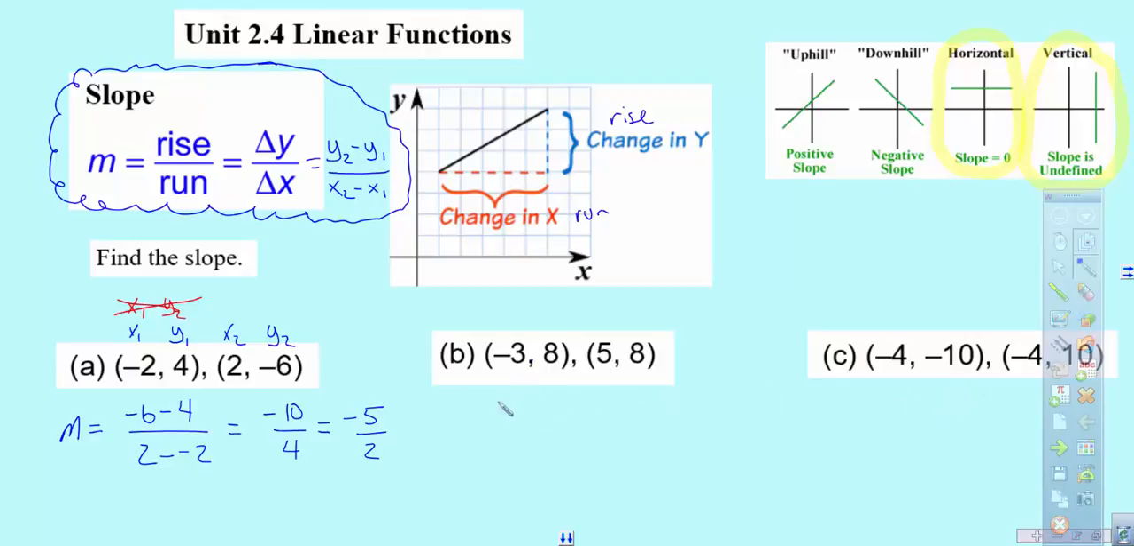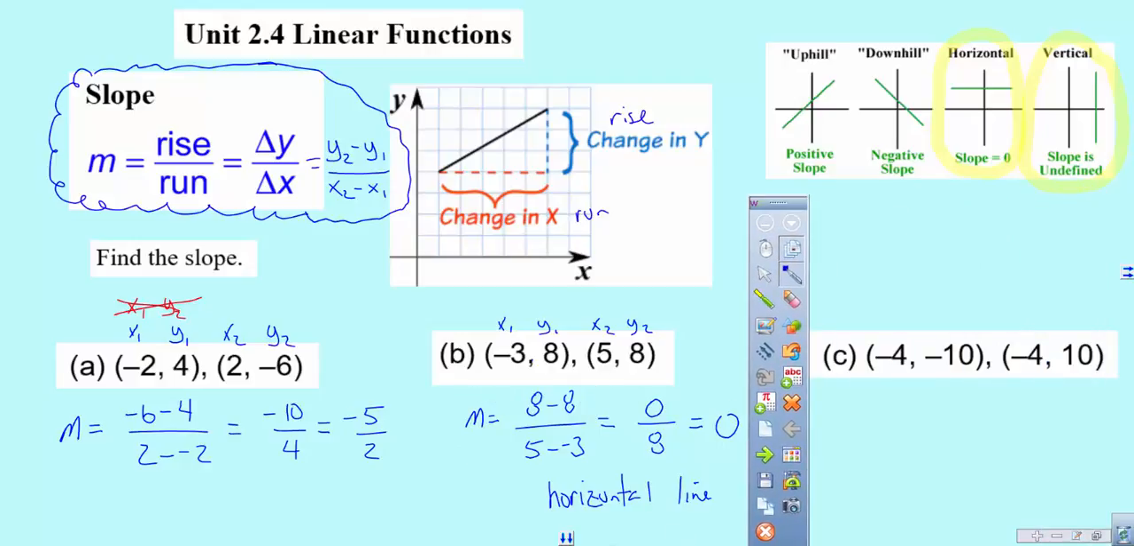On the second one, we do the same thing. We've got our x1 and y1 and our x2 and y2. So our slope would be equal to 8 minus 8 over 5 minus negative 3. So that'd be 0 over 8, which is equal to 0. So this would be a horizontal line because we have 0 slope. So the graph of these 2 points would be horizontal.